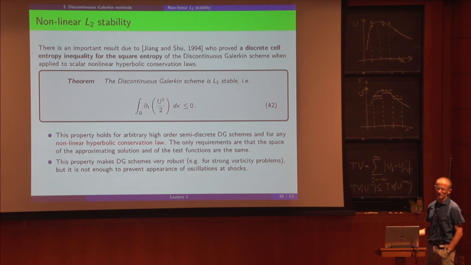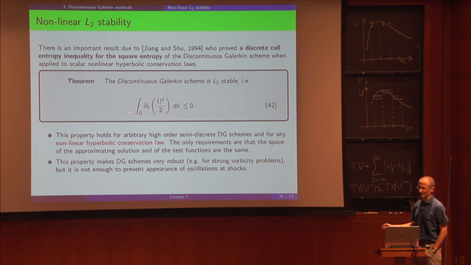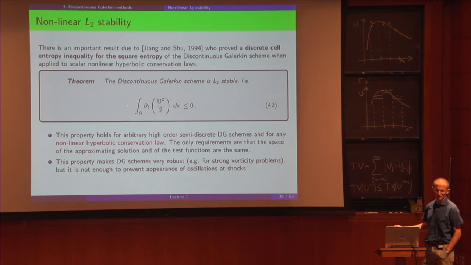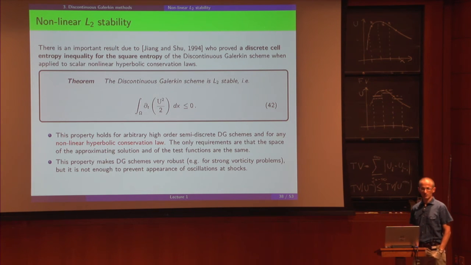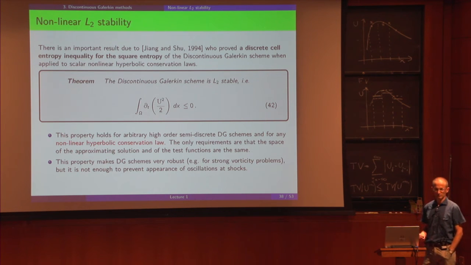Numerical analysis people like to call entropy what is actually not an entropy, but this is a relation that is satisfied. During the evolution, the time derivative of this spatial integral will not grow. You already understand that this is a nice property because the square of this u will remain bounded. So this is called the L2 stability property. And this property makes discontinuous Galerkin schemes very robust, especially for smooth solutions.